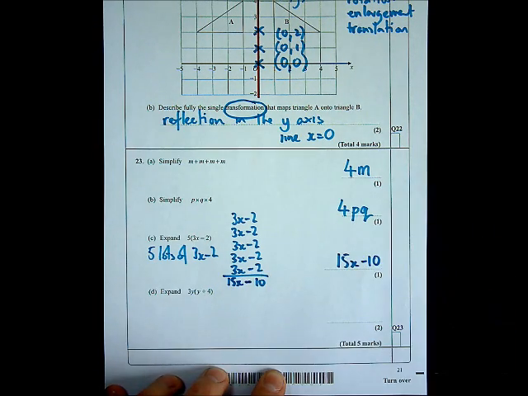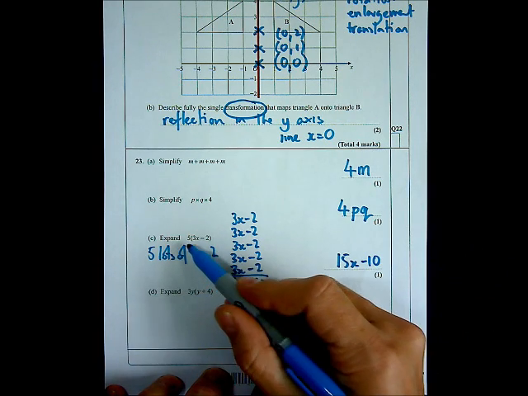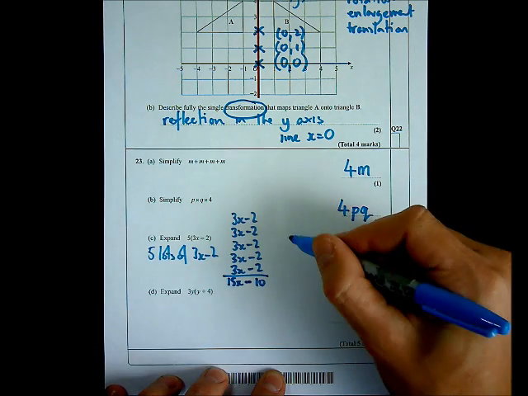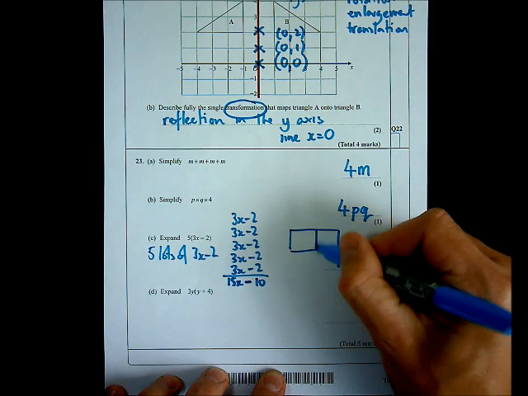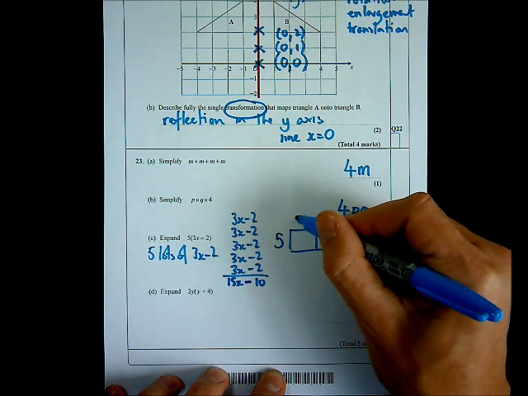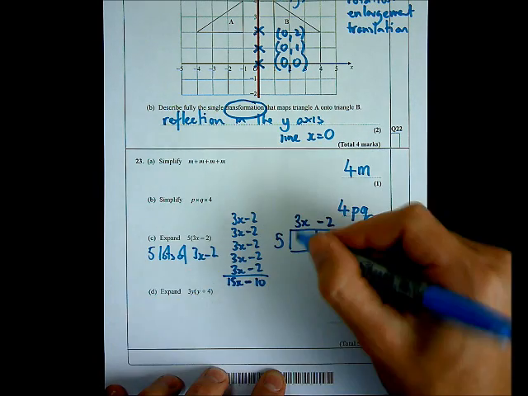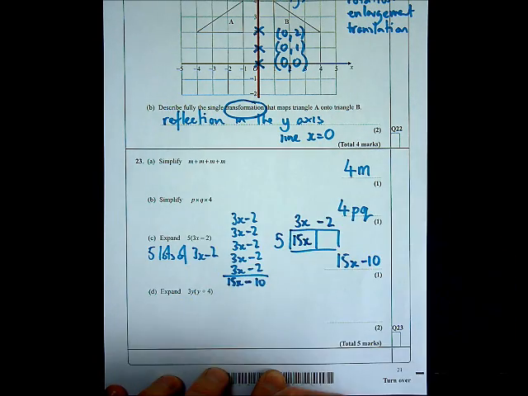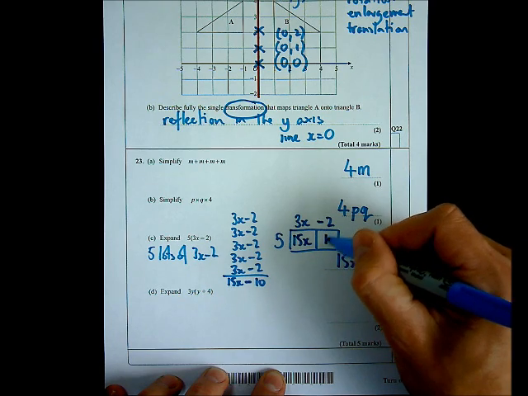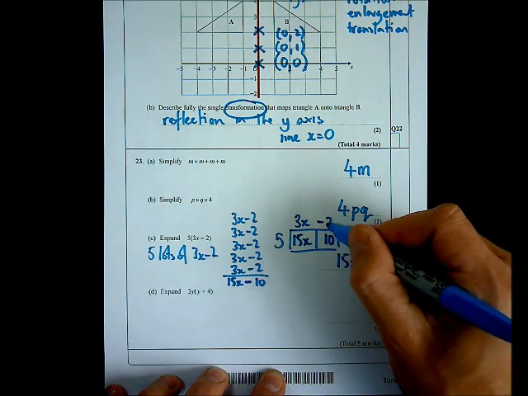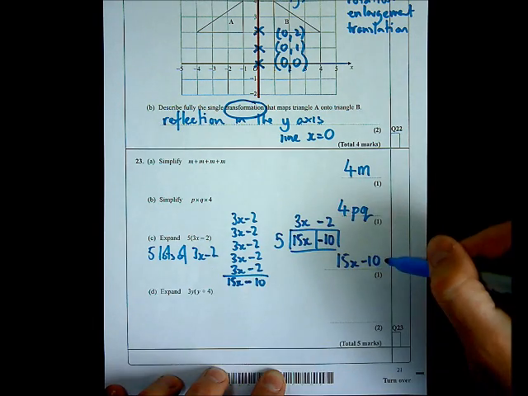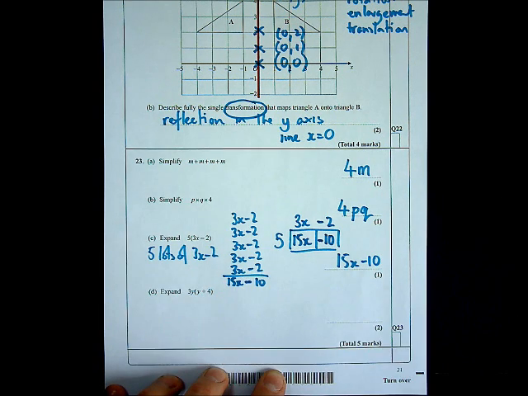Now, a much quicker way of doing this is to multiply everything outside the bracket by everything inside the bracket. Again, a couple of ways of doing this. I'll just show you my favourite, which is to write a 5 at the front and 3x minus 2 along the top. So 5 times 3x would be 15x, and 5 times negative 2 would be negative 10. Again, the same answer as we got using the first, slightly more laborious method.